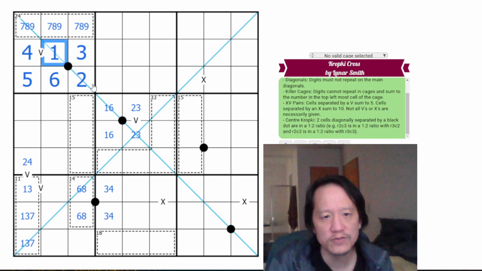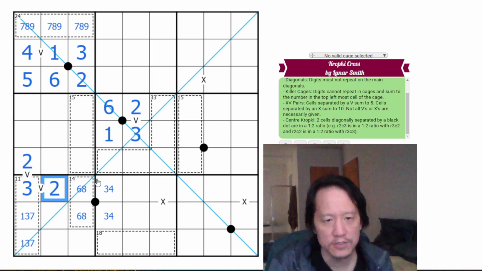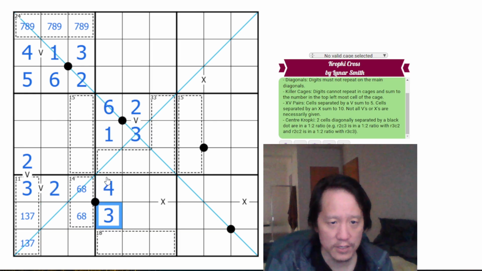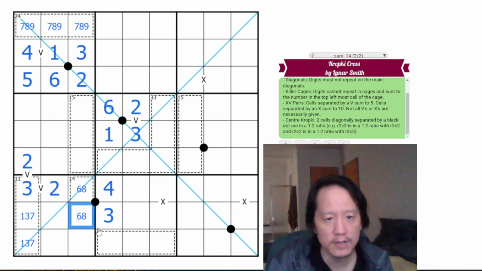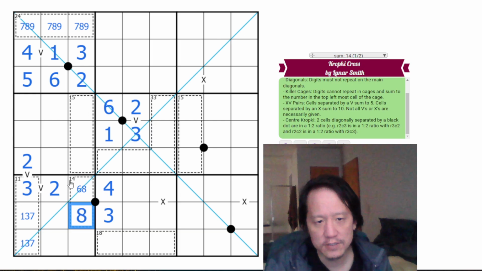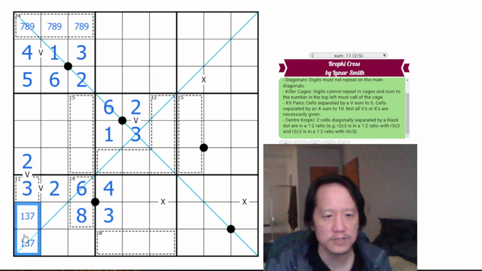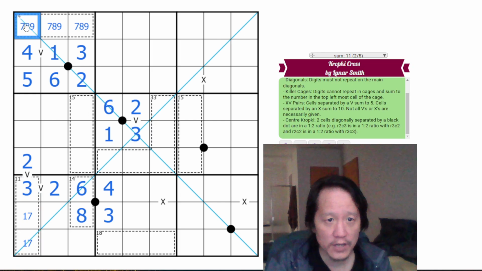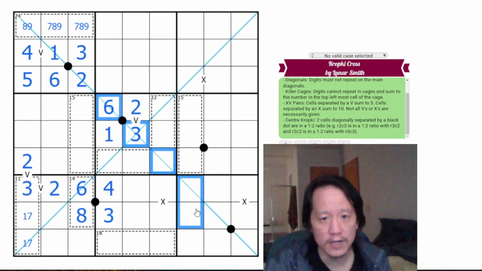This can't be 1 because of the diagonal, so this is 6 and 3. This is 2 and 1. This can't be 4, so this is 2, which makes that a 3, which makes that a 2, which makes that 4, which makes that 3. 4 is diagonally in a 1 to 2 ratio with 8. 3 is diagonally with a 1 to 2 ratio with 6. This can't be 3 anymore. So no 7 either. This is 8 or 9 along the diagonal.